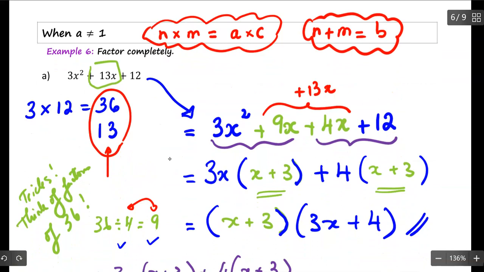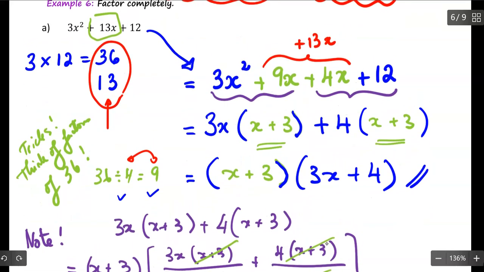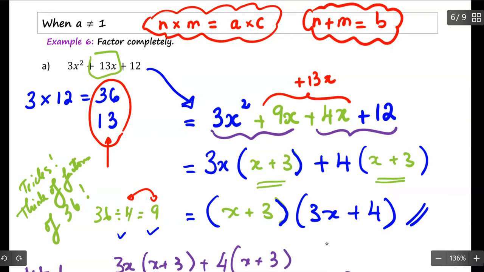But when a is not equal to 1, then we have to take the product of a and c. Then after that, we can figure out the numbers. So once you have found the 2 numbers, you are breaking this into 2. Over here, I should write that 9 times 4 gives me 36, and 9 plus 4 will give me 13.